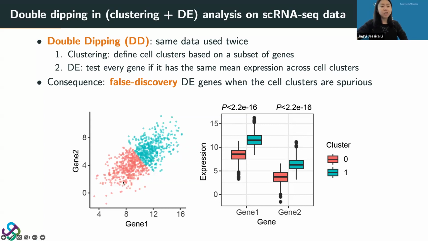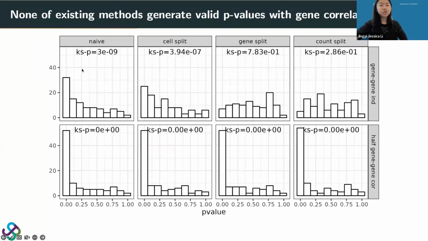Then you do the DE test between clusters. So therefore, if 2 genes are involved in clustering, they will naturally become DE genes. But it doesn't mean that they are marker genes, because both genes could have very continuous distribution across the cells. It doesn't mean that they are a marker of one cell cluster. So I'm just showing that.